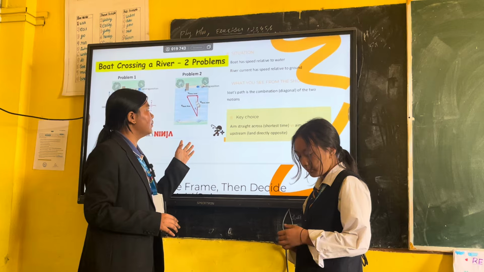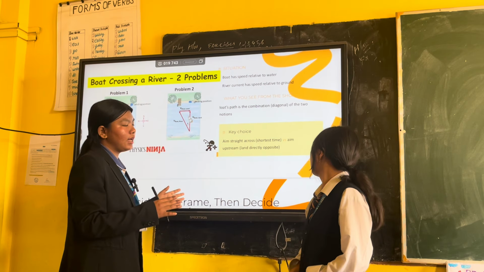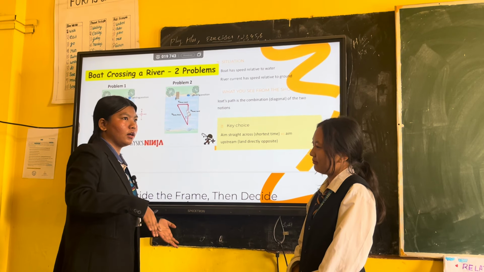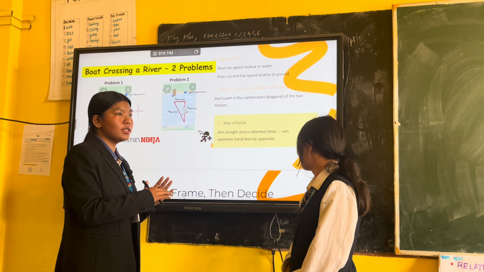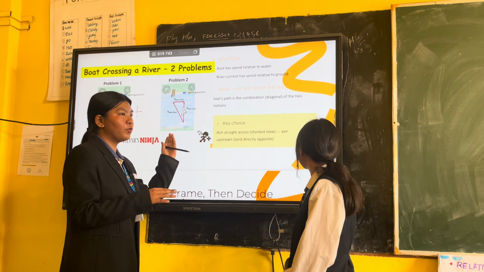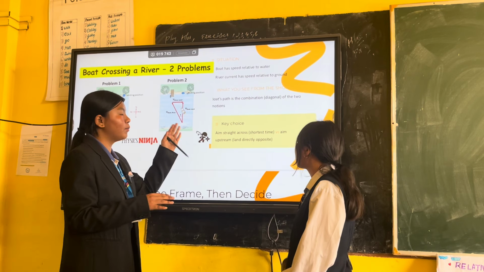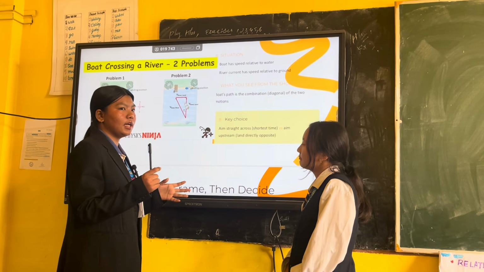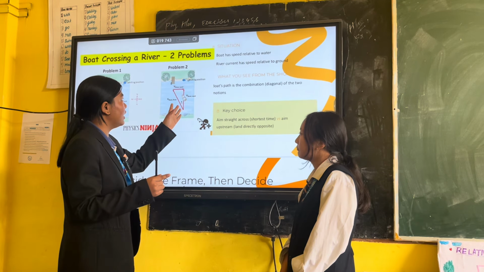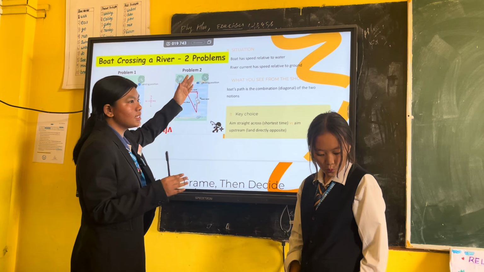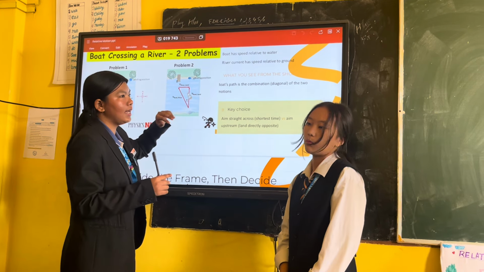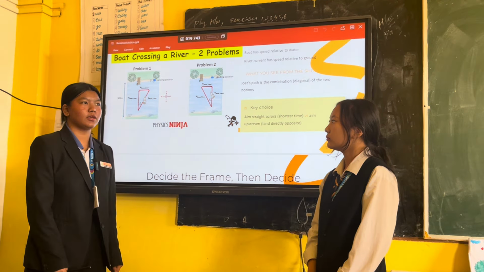And now in problem 2, the boat is going directly straight across. So there is no upstream motion, but there is the downstream motion that pushes it to a different landing position, not the same one, but it takes less time. Thank you.